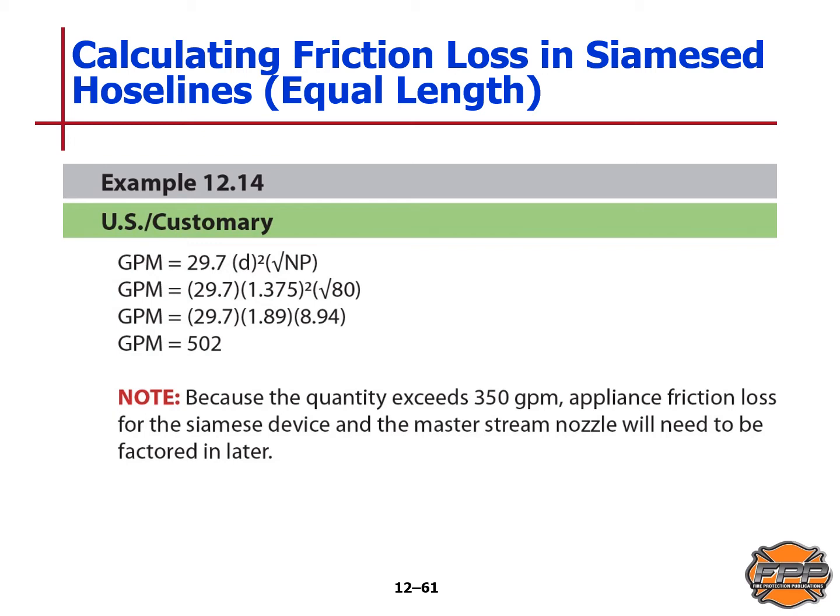Note, because the quantity exceeds 350 gallons per minute, the appliance friction loss from the Siamesed device and the master stream nozzle will need to be factored in later.